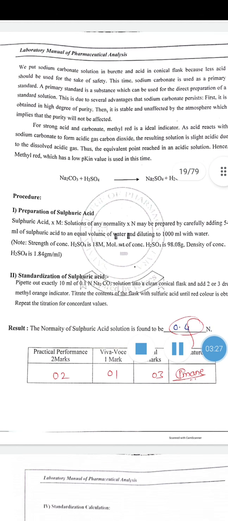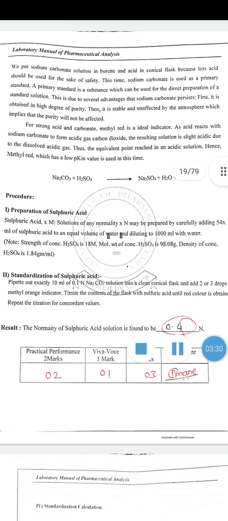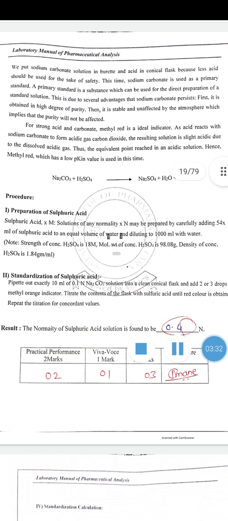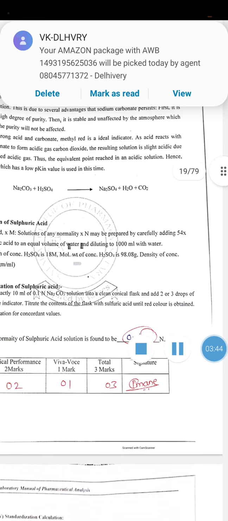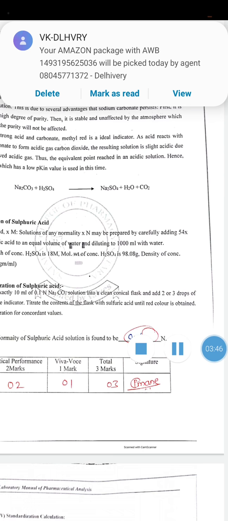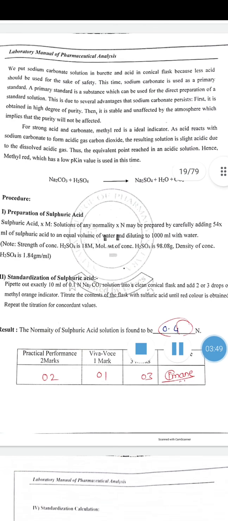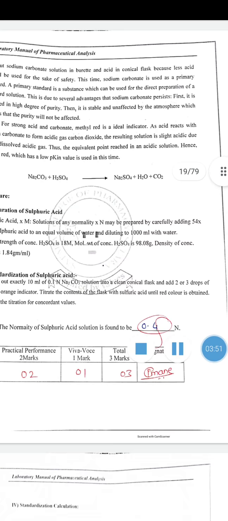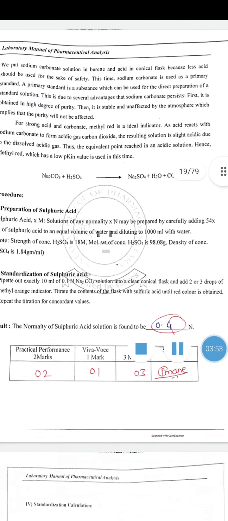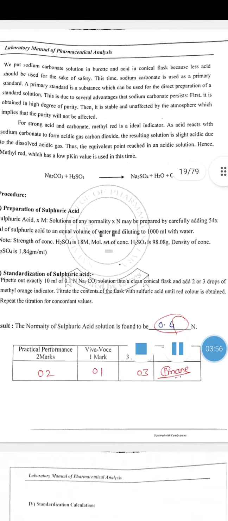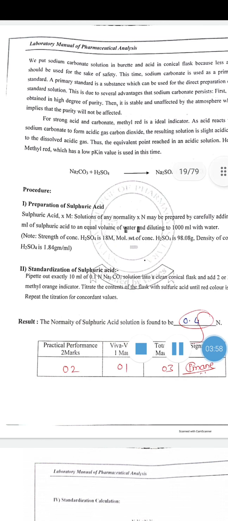Then standardization of sulfuric acid. Pipette out exactly 10 ml of 0.1 normal sodium carbonate solution into a clean conical flask and add 2 or 3 drops of methyl orange indicator. Titrate the contents of the flask with sulfuric acid until a red color is obtained, and repeat this titration for concordant values.